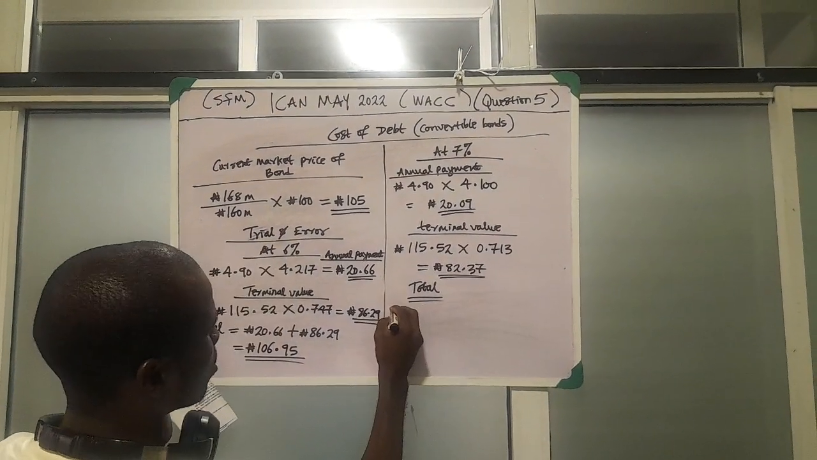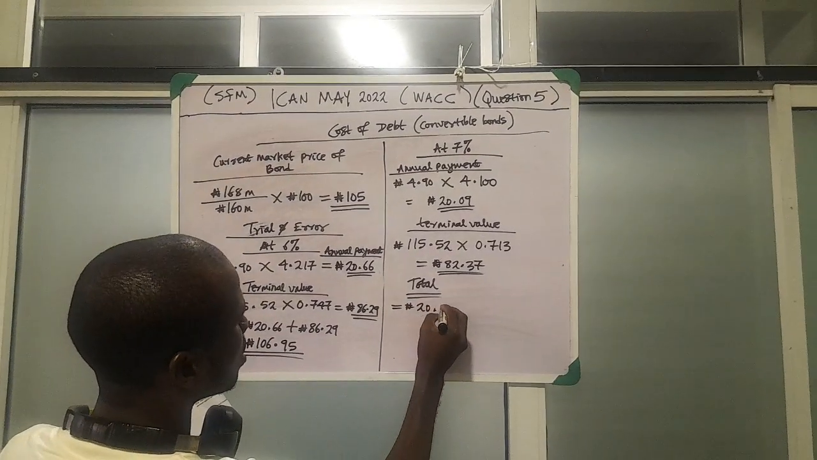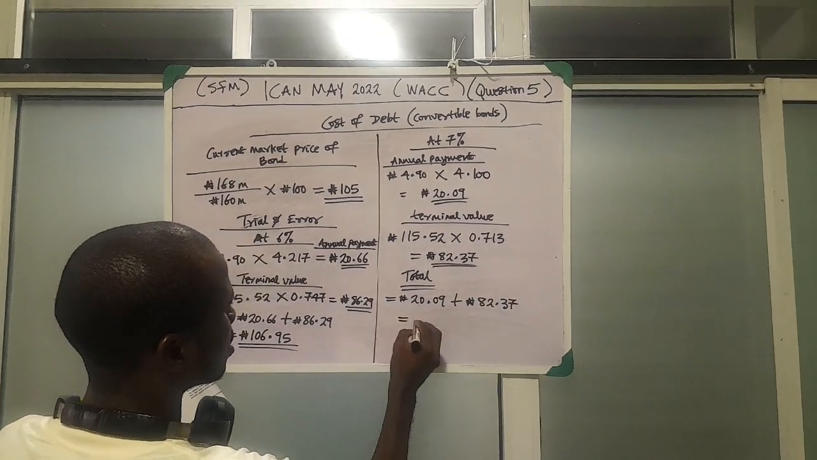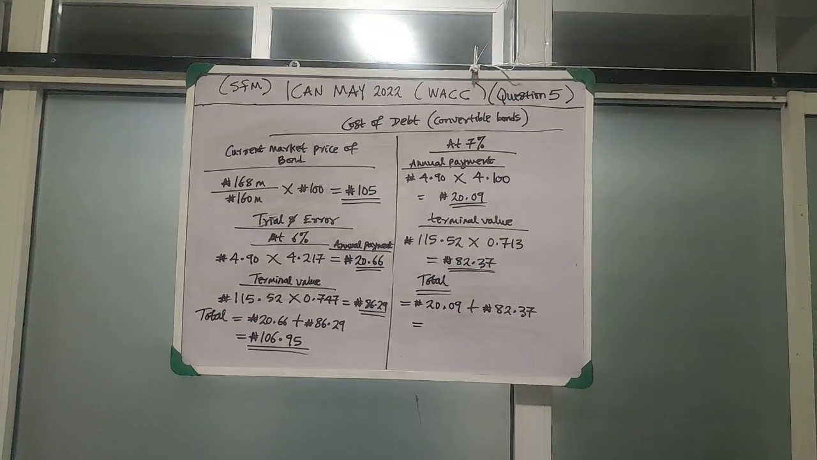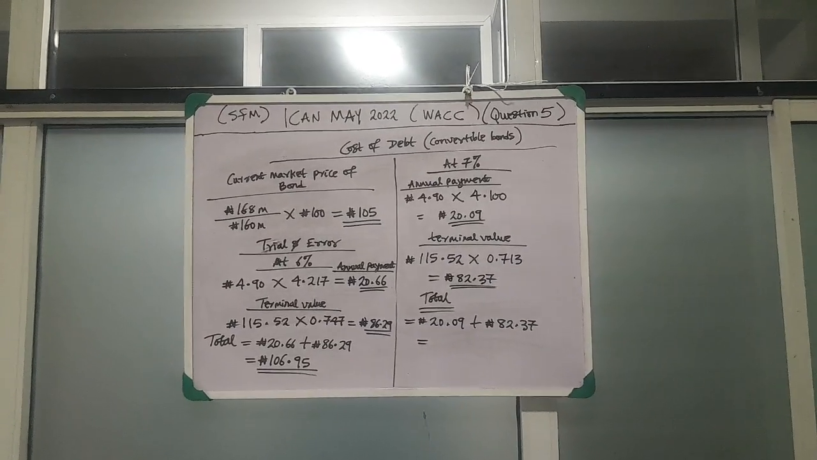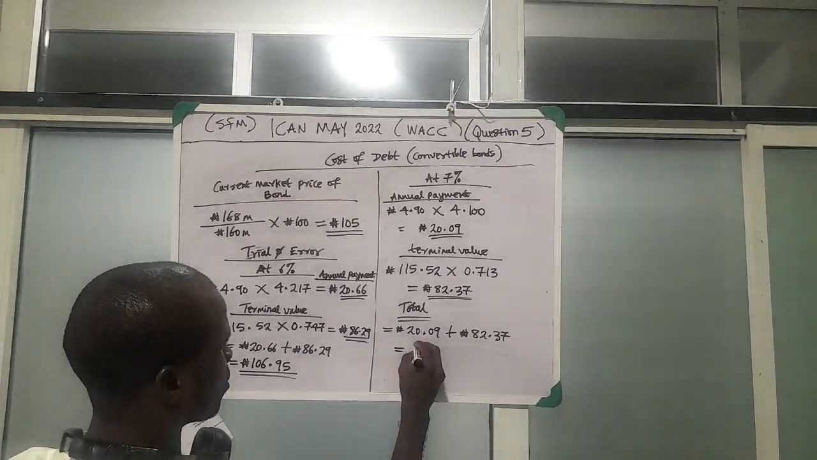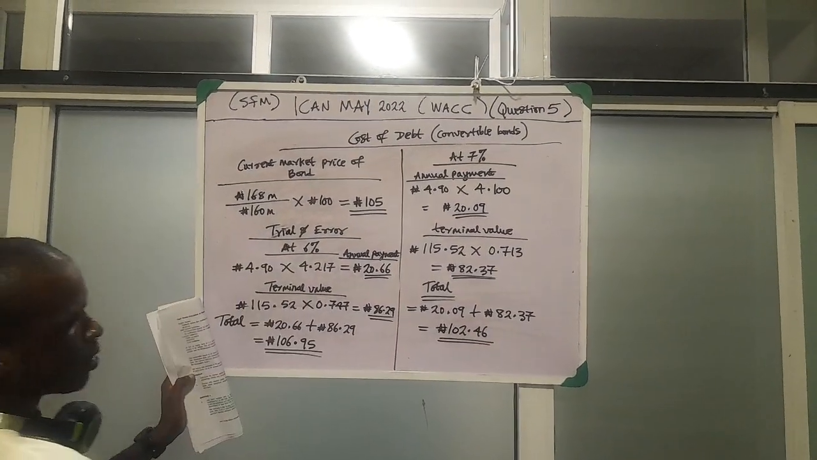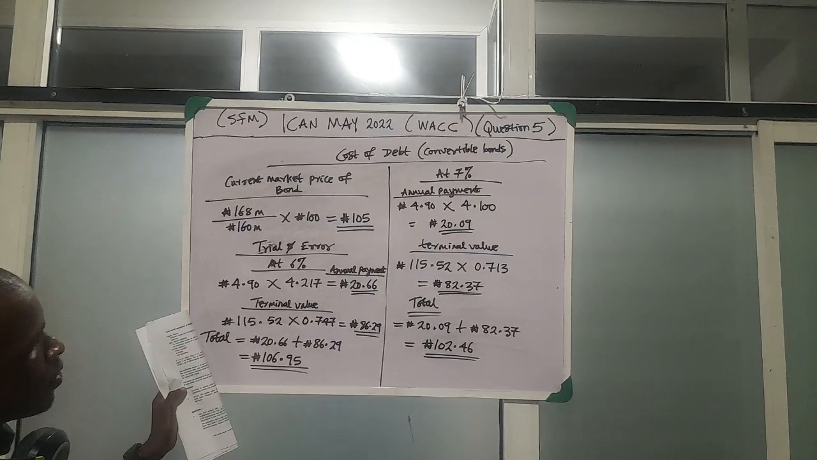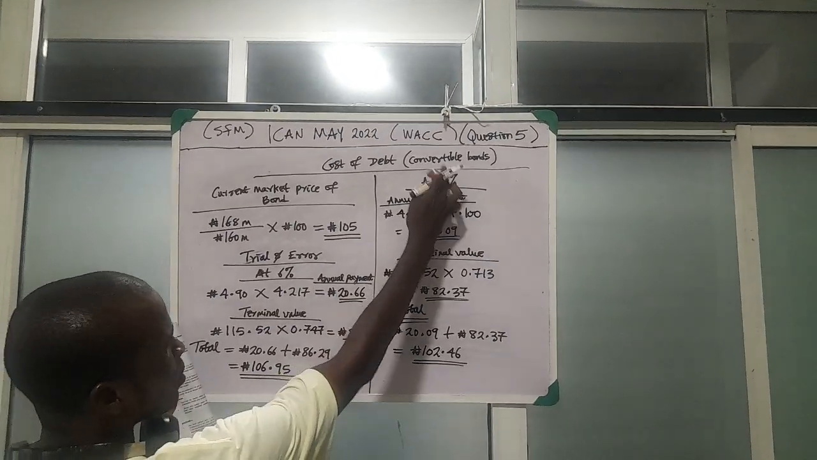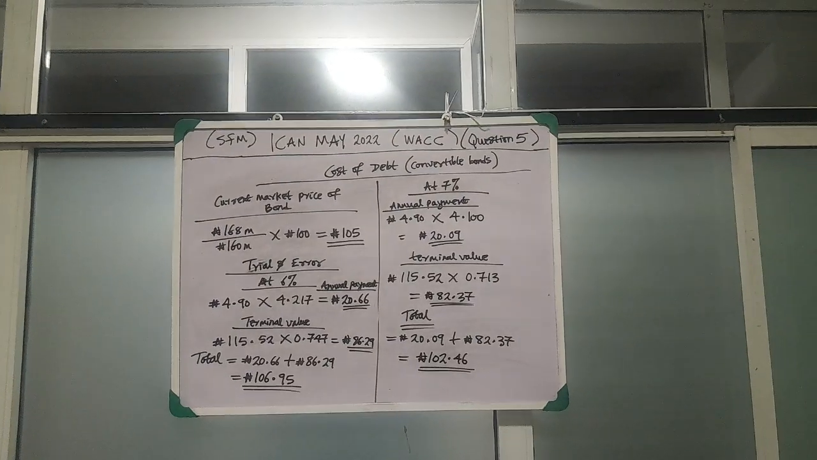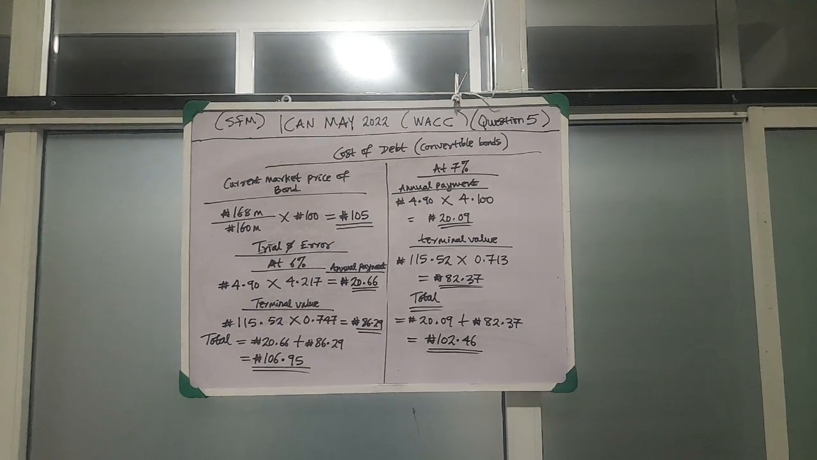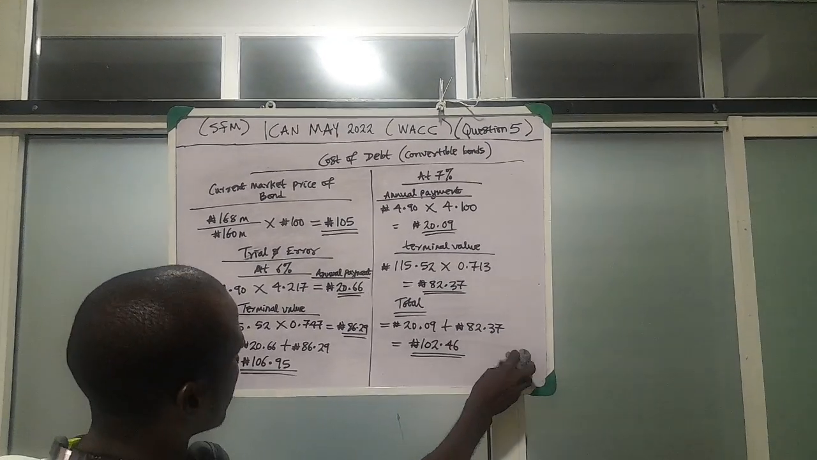So added together, we'll be having 20.09 plus 82.37, which gives us a total of 102.46. Now, this is lower than the bond price. You can see now that the rate is between 6% and 7%. So we use linear interpolation to get the actual rate, and we can apply the linear interpolation.